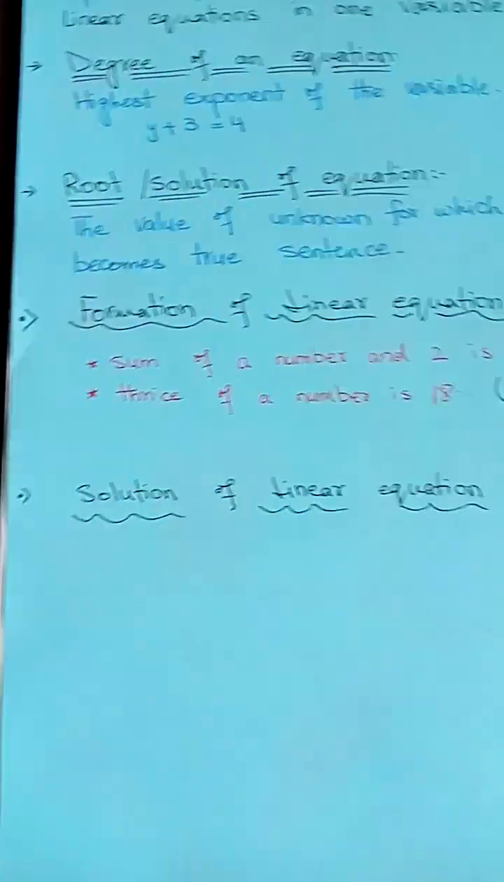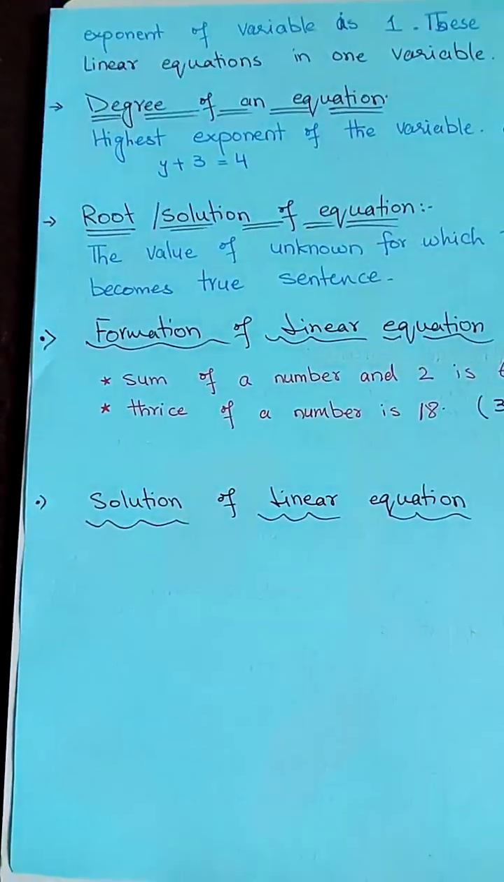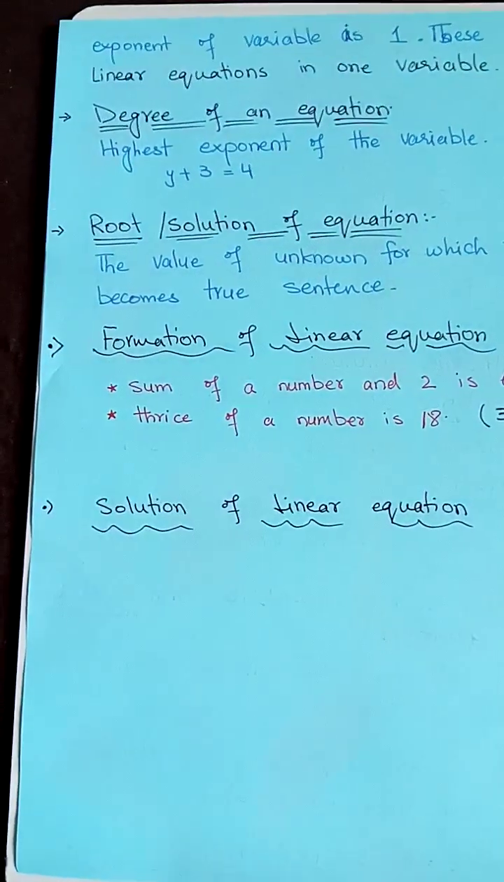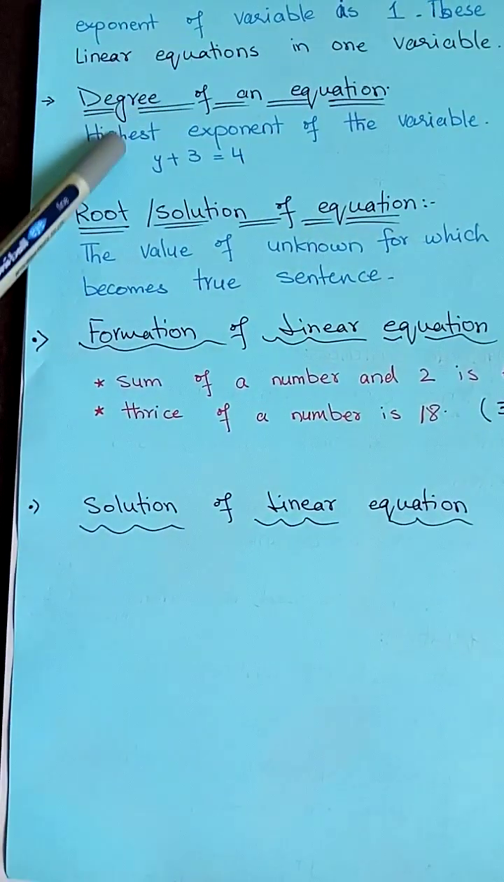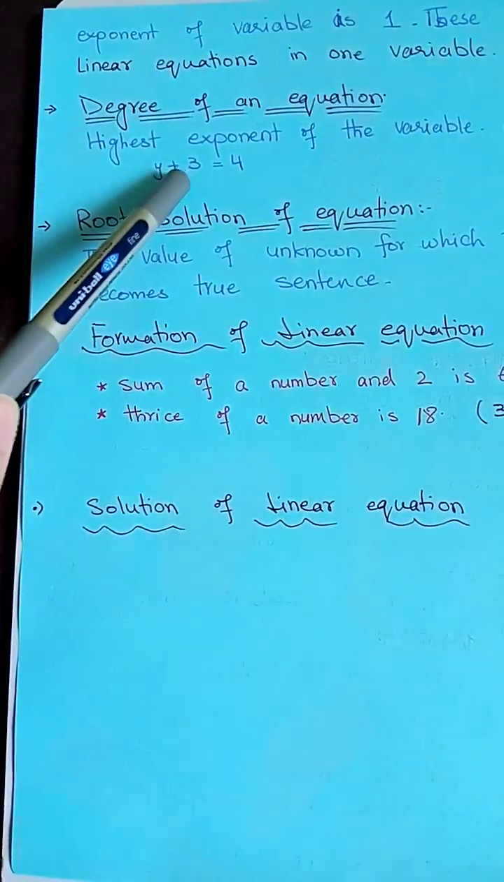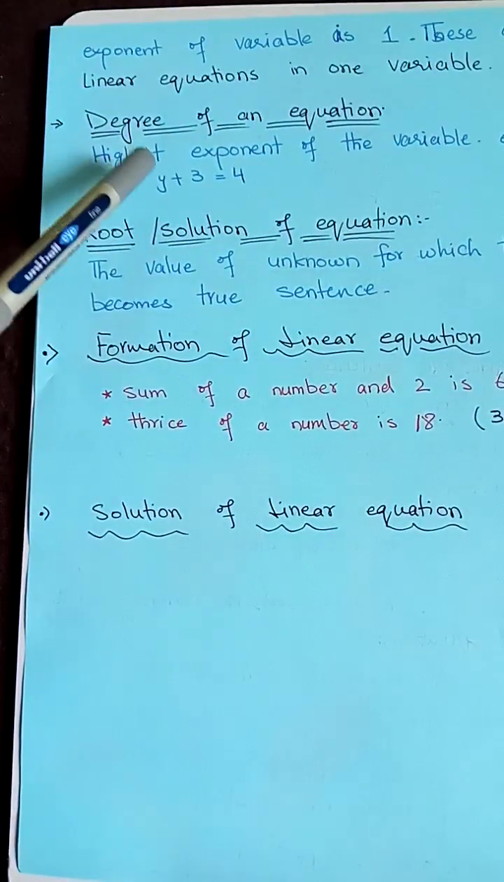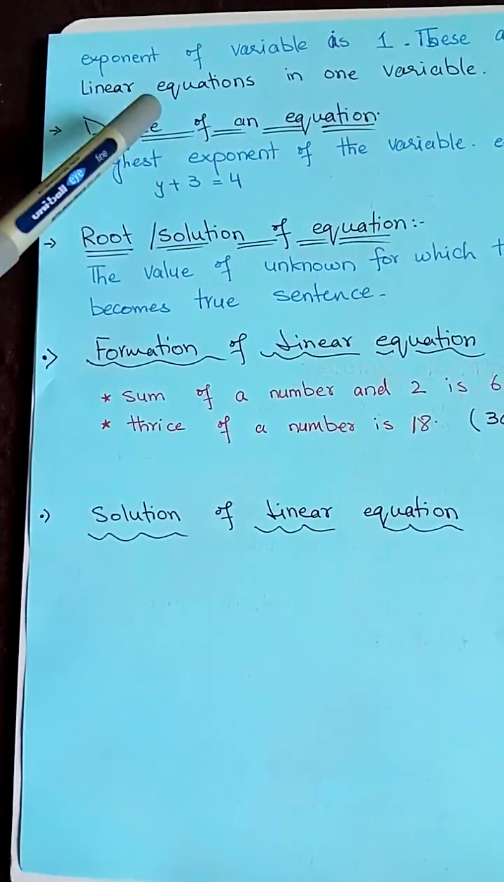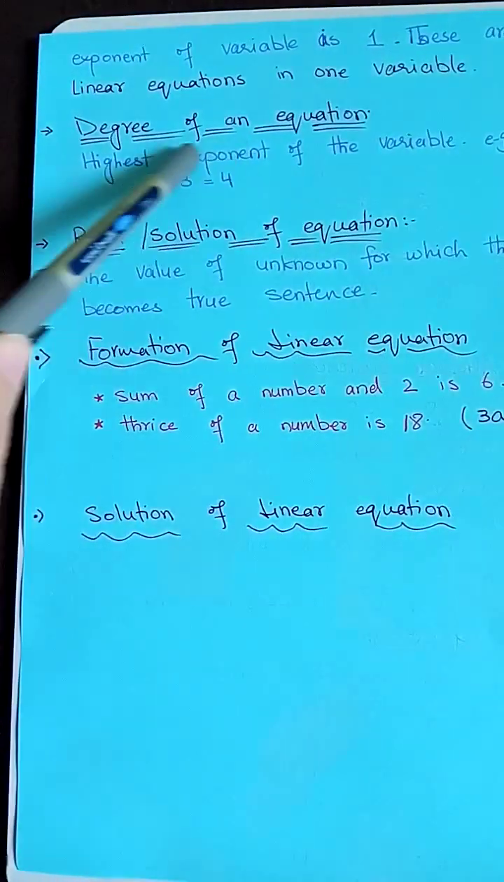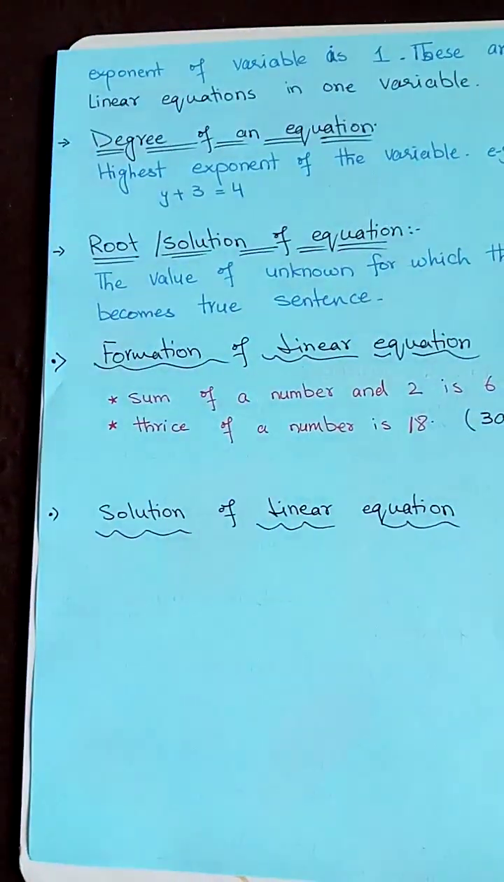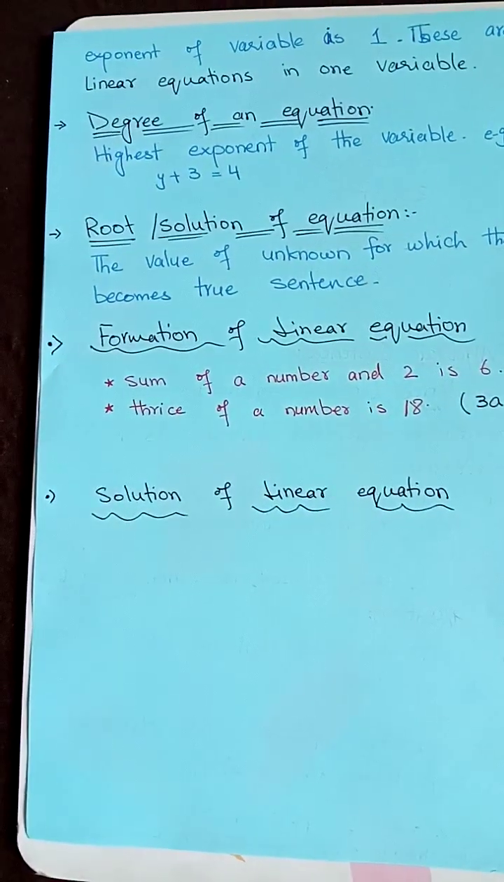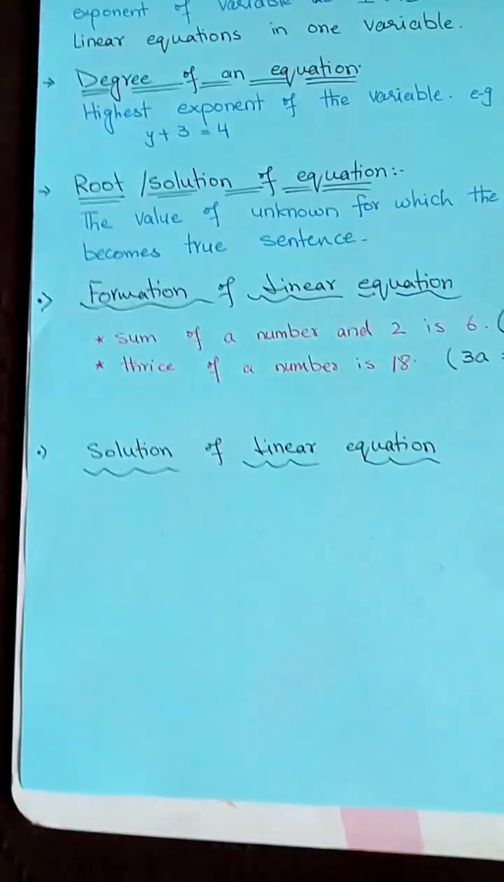Now you can see the other example, it's y + 3 = 4, and in this equation you can clearly see that there is only one term in which the variable is involved. So the power, the degree, the exponent of this y is 1, so that means the degree of the whole equation is 1, and this is a linear equation, by the way.